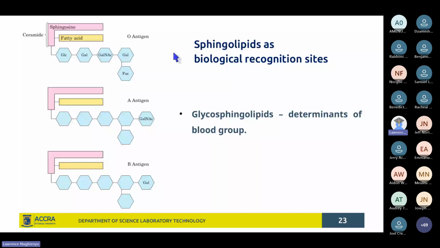So you also have some of these sphingolipids that are involved in biological recognition. So, for instance, we do have, say, the blood grouping of the ABO blood group. You have blood group A, blood group B, blood group O, blood group AB. What do these mean?